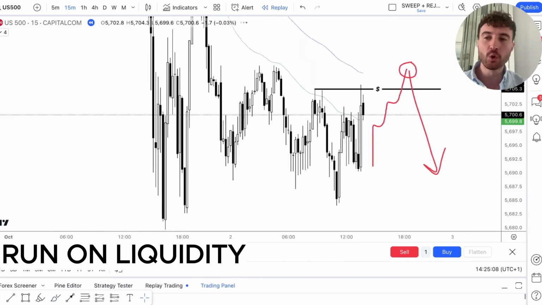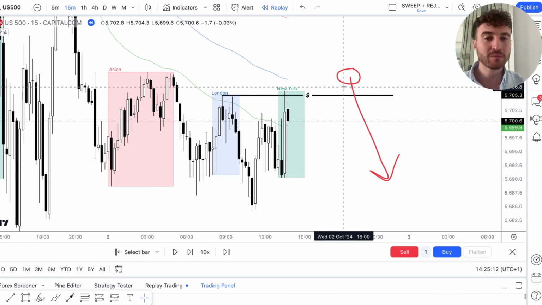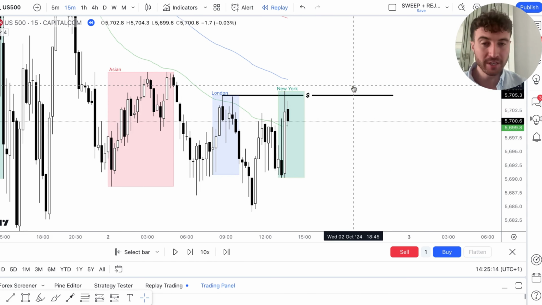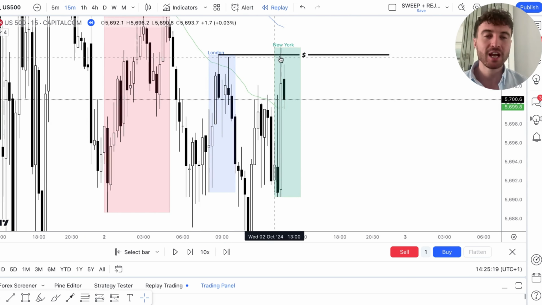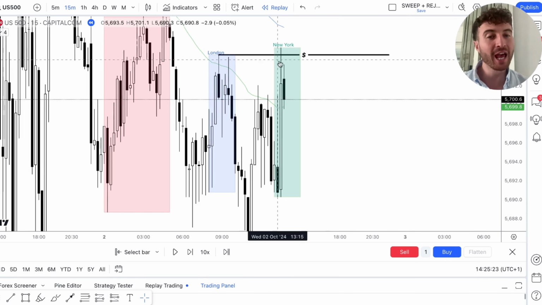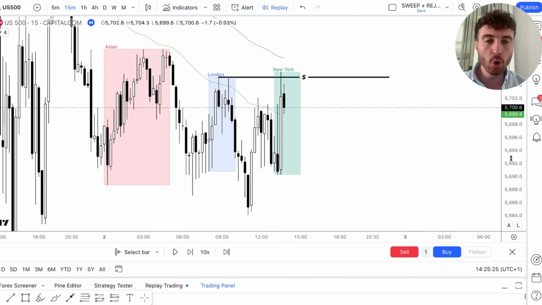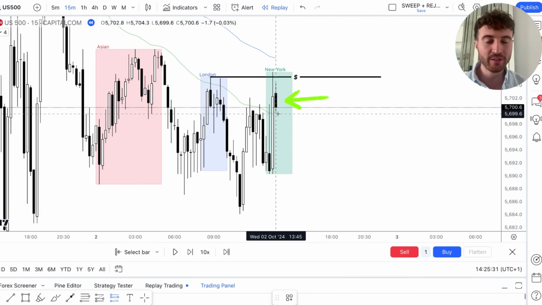You can see right here, we get a run of liquidity above the London session high. The orders above the London session high have been manipulated. That liquidity has been spiked through and we have collected those orders. So all we're looking for now is a bearish confirmation on this market. Right here, you can see that's what we get during the kill zone.